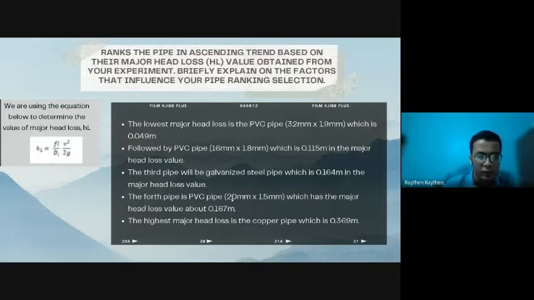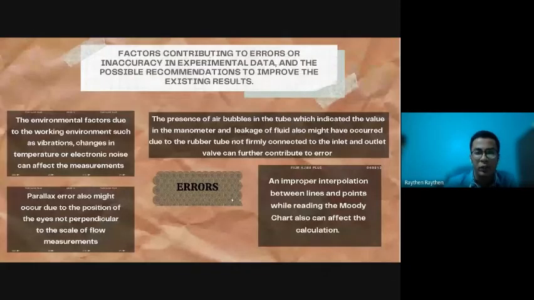So the ascending order will be: PVC pipe 32 millimeter times 1.9 millimeter. The second one will be PVC pipe 60 millimeter times 1.8 millimeter. The third one will be galvanized steel pipe. The fourth one will be PVC pipe 20 millimeter times 1.5 millimeter, and the last one will be copper pipe. For the next part, I leave it to Antasha.